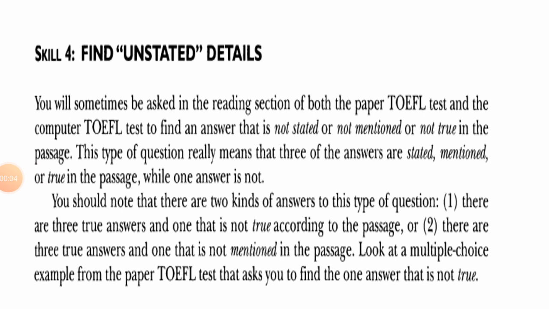Welcome back. In this short lecture, I will discuss with you skill 4 from the reading section of the course. This skill is mainly about how to find unstated details in the passage. Unstated details here means details or answers that are not mentioned in the passage or not true according to the passage. This means that questions asking about unstated details have 4 answers. 3 of them are true or mentioned, and only 1 answer is not true or not mentioned, which is the best answer for such questions.